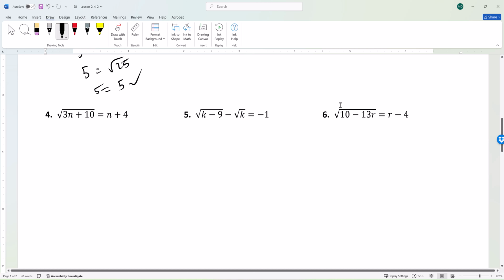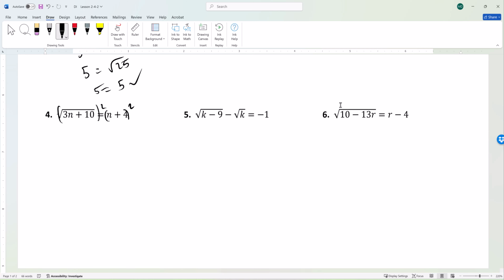For problem number 4, don't let it deceive you in the sense that it's like, wait a minute. When I square both sides, now I have this n plus 4 squared. Remember, that's n plus 4 times n plus 4. We have 2 of them. So you actually have to multiply it out.